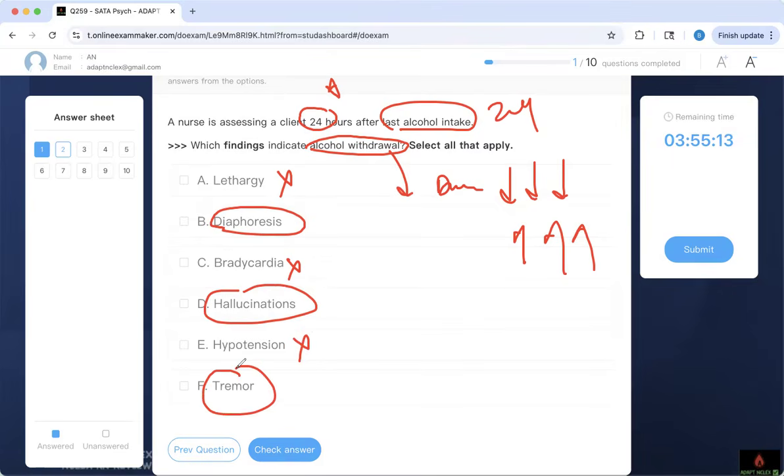Now, the question gives you a time. 24 hours is early signs of alcohol withdrawal. Early signs of alcohol withdrawal, you see things going up. Diaphoresis, you see it going up, but hallucination occurs later. That's delirium tremens. When you get in there, this is more than 24 hours. So this is wrong. Tremor is right. So there's only two answer choices there.